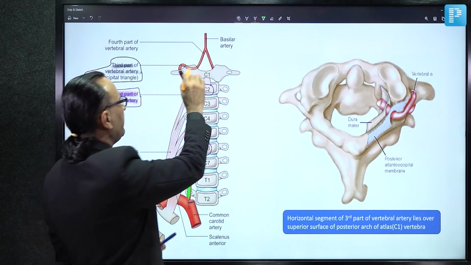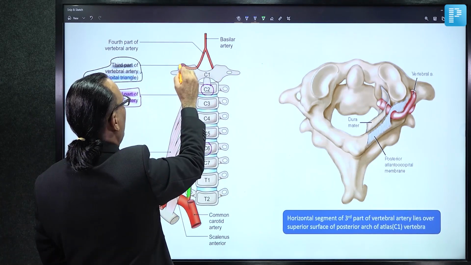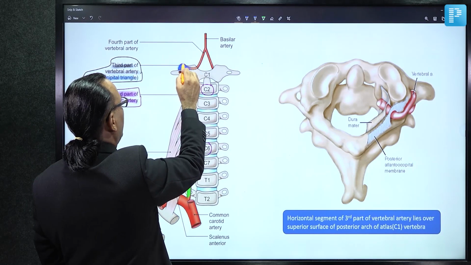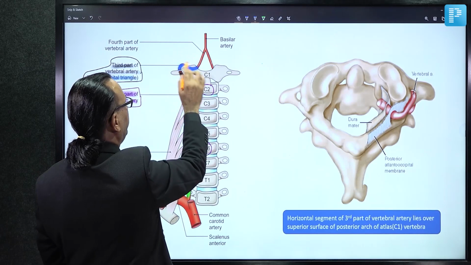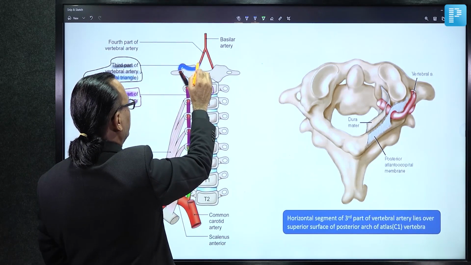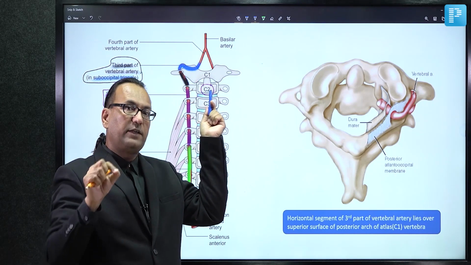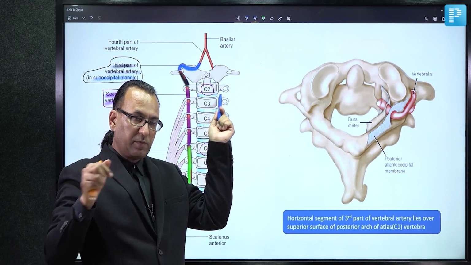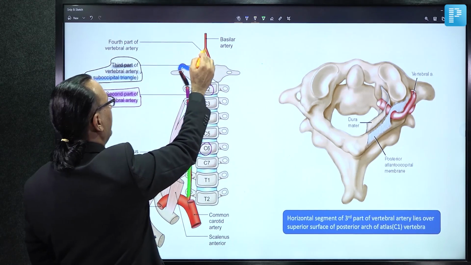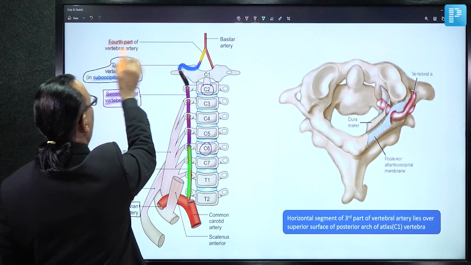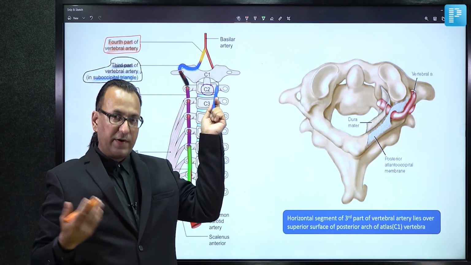The horizontal segment lies in the suboccipital triangle and is considered coming out of the foramen transversarium, lying over the posterior arch of the atlas vertebra on its superior aspect until it pierces the atlanto-occipital membrane and the dura mater and arachnoid mater to enter the subarachnoid space, because once it enters the subarachnoid space, you start calling it the fourth part of the vertebral artery. So the fourth part of the vertebral artery is actually in the subarachnoid space.